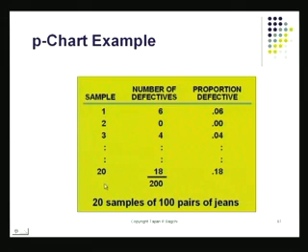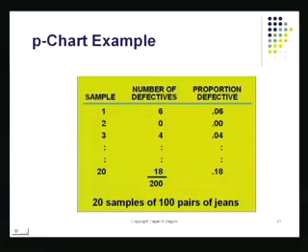Sample number 1: there were 20 samples collected, each had 100 pairs, and these were jeans. They were produced, fabricated, and inspected to see if there were stitching defects, buttonholes not being right, some blemish on the cloth, or some seam not being proper, and so on and so forth.